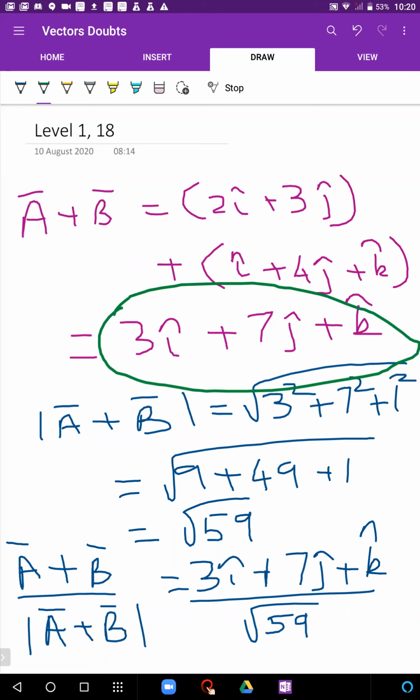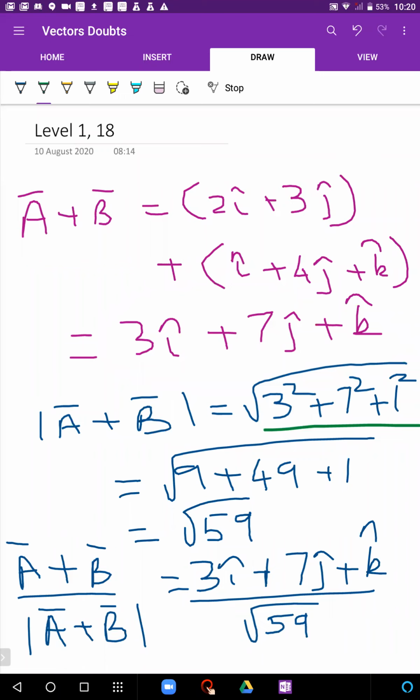So to get a unit vector along any vector, what is our procedure? Find the magnitude and divide by the magnitude. So what is the magnitude of this vector? So Pythagoras theorem, as we just saw, root 3 square plus 7 square plus 1 square, which gives us 9 plus 49 plus 1, root 59 आ जाता है. ठीक है, then the minute you get the magnitude, divide the vector by its magnitude to get the unit vector.